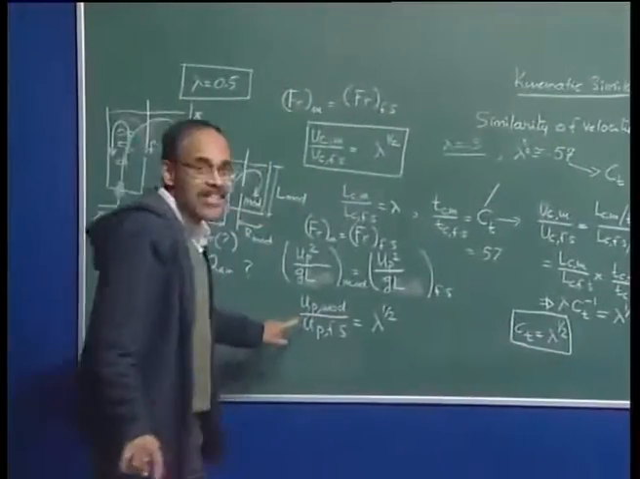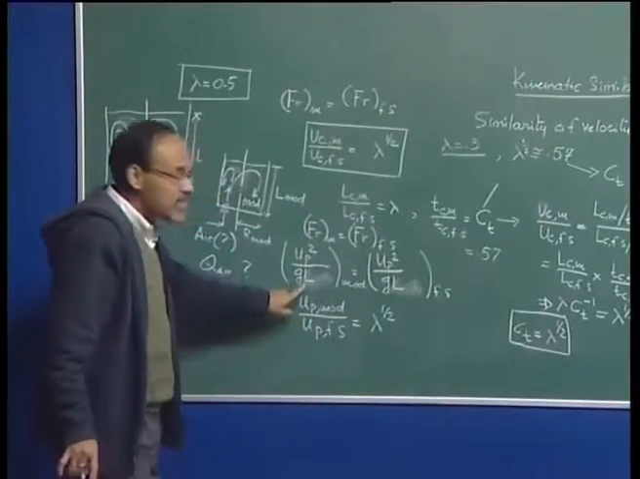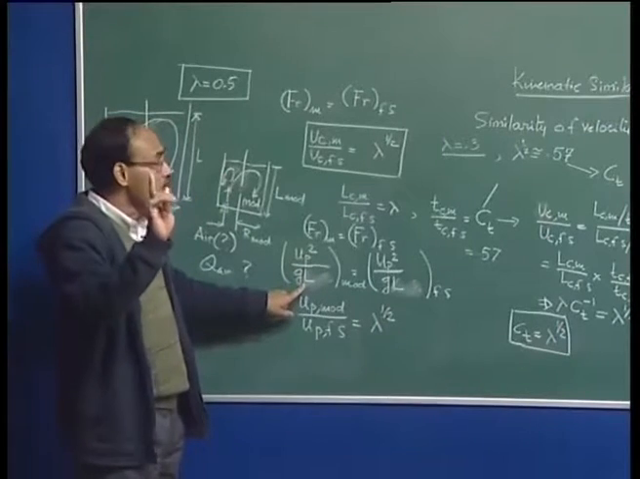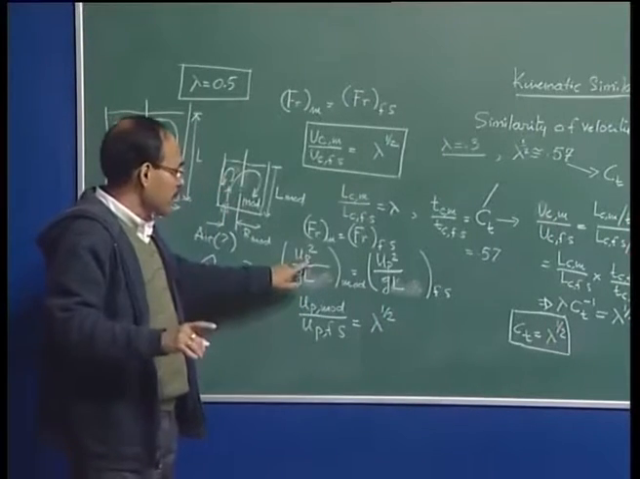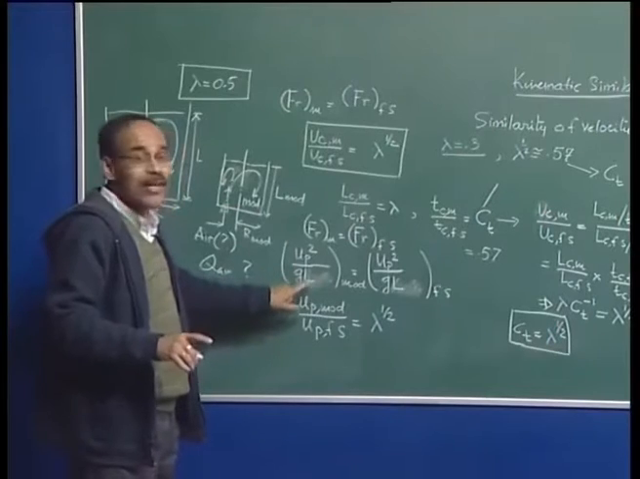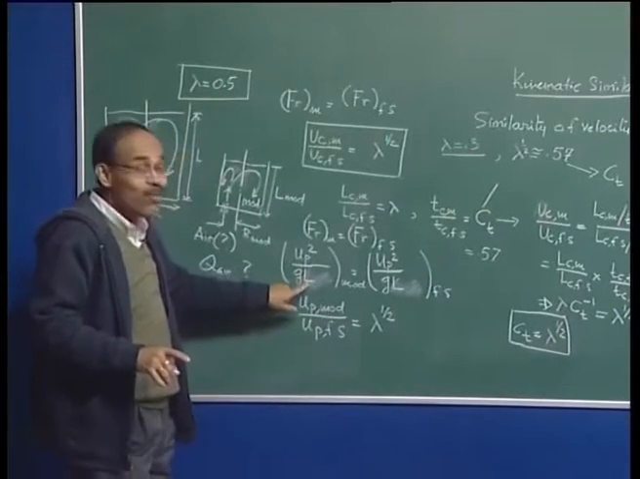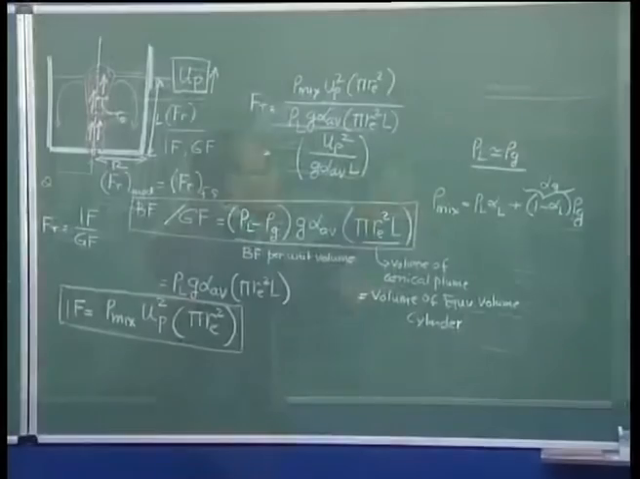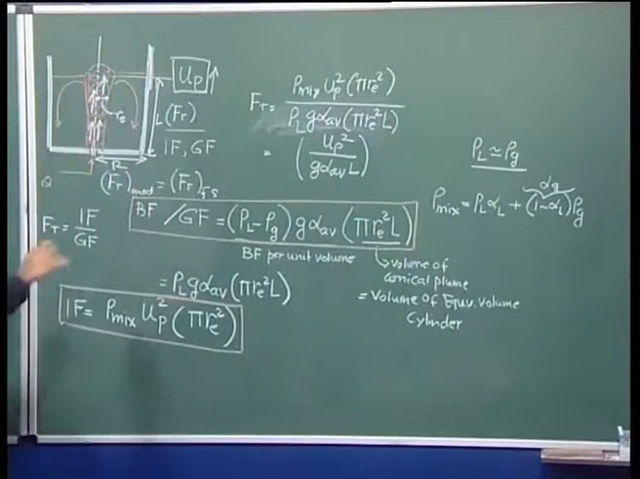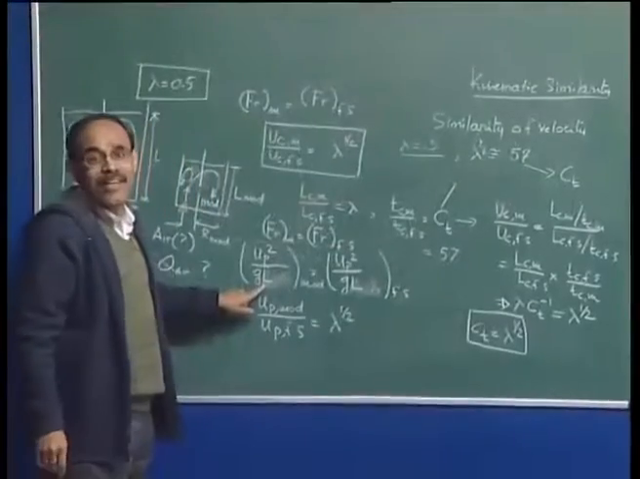Similarly, this analysis tells us about the characteristic length. You remember the Froude number was characteristic velocity square divided by g into characteristic length, and therefore, in place of LC, what has come here? L has come, which is this depth. In this analysis, we do not see the radius of the vessel coming into the picture.